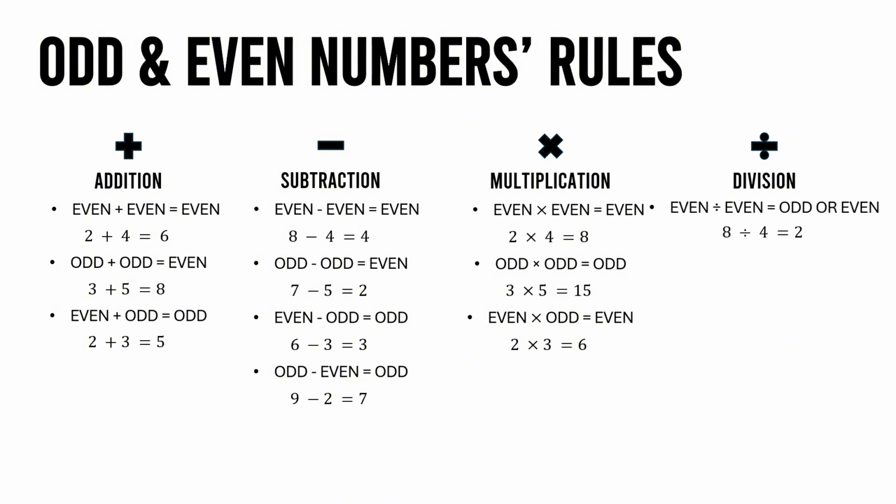Division. If we divide two even numbers, we may get an odd or an even number. So 8 divided by 4, which are both even numbers, equals 2, which is an even number. 6, which is even, divided by 2, which is even, equals 3, which is odd.